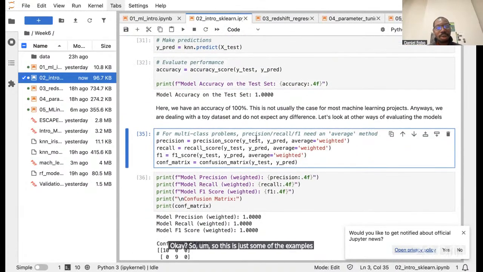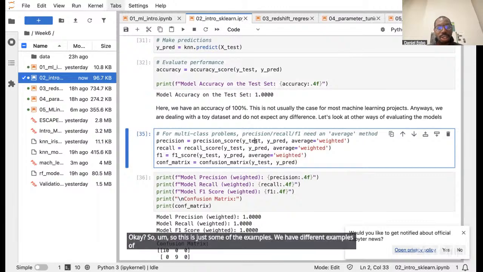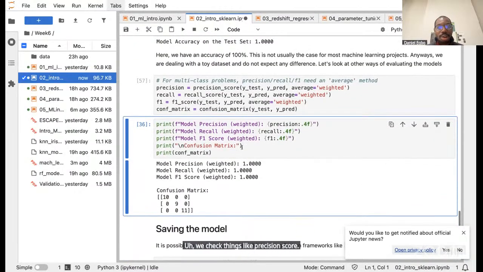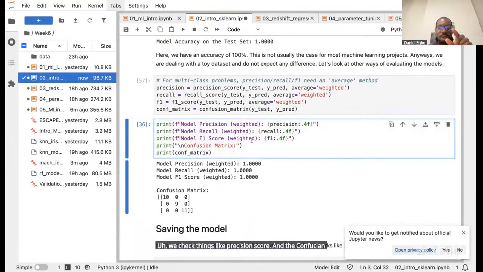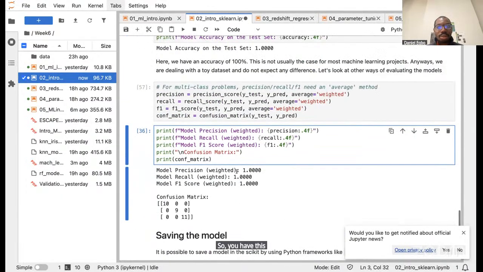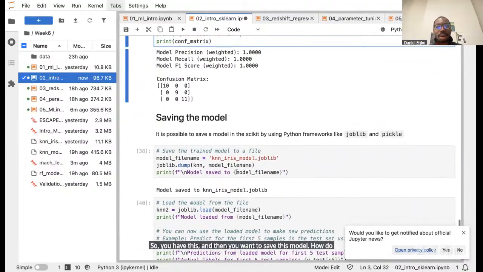So this is just some of the examples. We have different ways of evaluating this model. We check things like precision score and the confusion matrix. These things have been described in the third notebook, 03. So you have this, and then you want to save this model. How do you save the model?